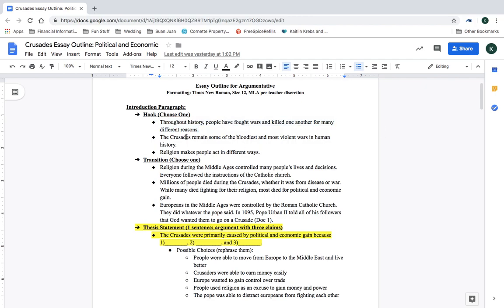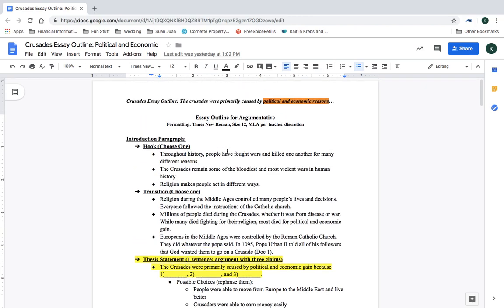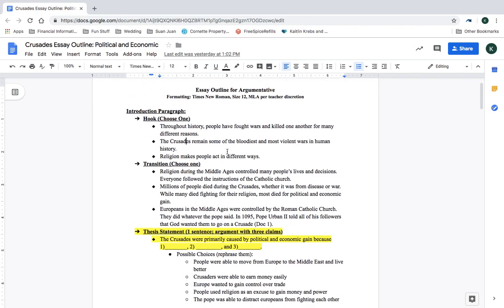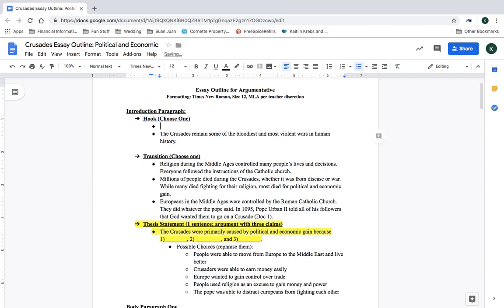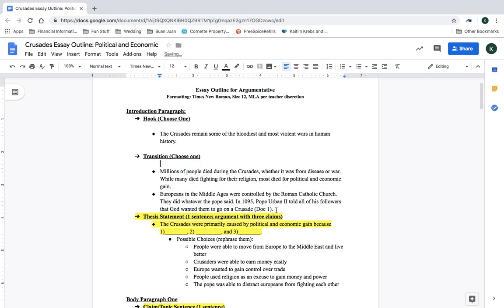So let's say that I'm writing about my political and economic reasons. I'm going to choose the second one because I like that sentence. So what I'm going to do is I'm going to literally just erase the ones I am not using. Now, if I chose the second bullet point, that means I have to choose the second bullet point down here. They actually match each other.